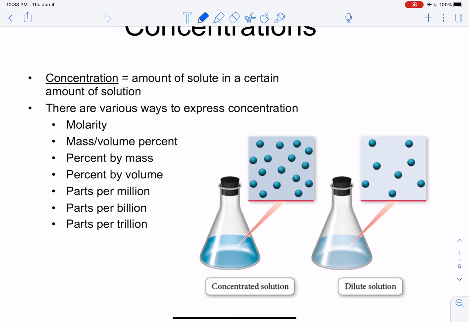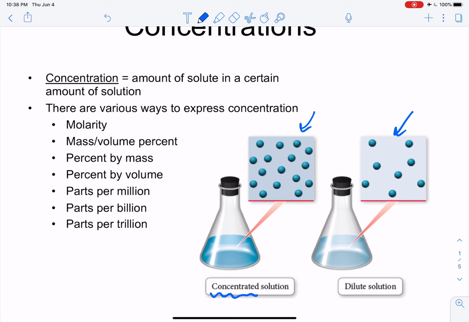And there's probably 100 other ones, but we're going to go through the most important ones in the next few sections. Now, remember that a solution includes the solute, the thing that's being dissolved, and the solvent, the thing that's doing the dissolving. And if we have more solute in our solution, we are going to be more concentrated. And if we have less solute in our solution, we're going to be less concentrated, or we can say we're more dilute, or that's the dilute solution right there.